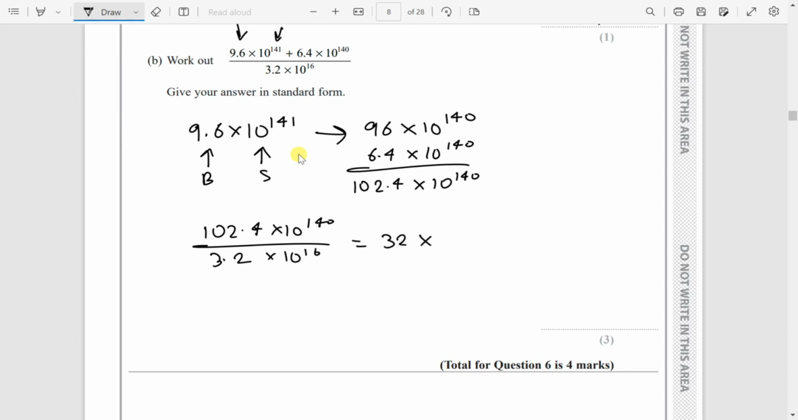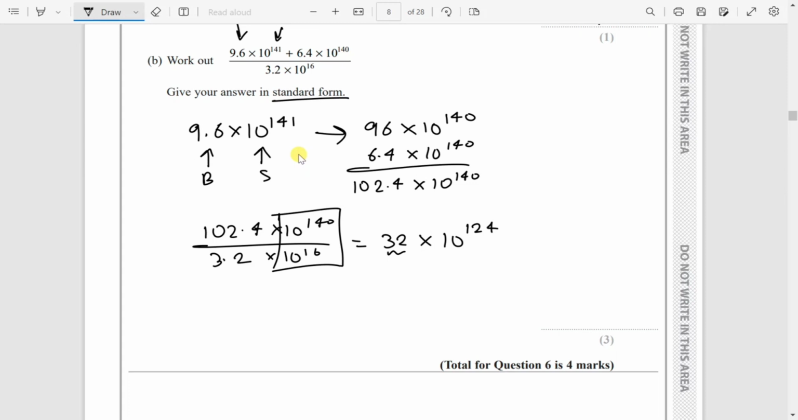And then 10 to the 140 over 10 to the 16. Just like the power rules, because you're dividing, you subtract the powers. So 140 take away 16 is 124. This is not the final answer though, because remember, you need to write in standard form. And standard form tells us that the very first number has to be between 1 and 10. Well, 1 and 9.9999, ideally. So we need to change 32 into 3.2.